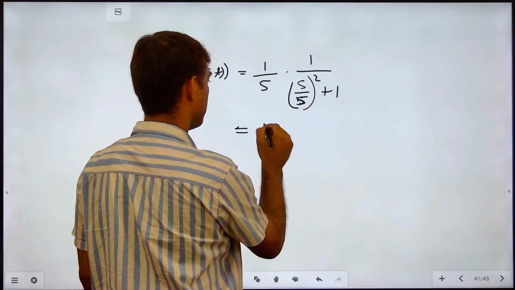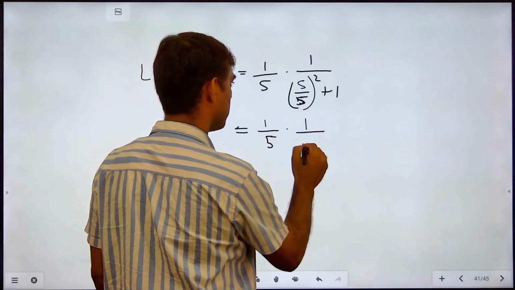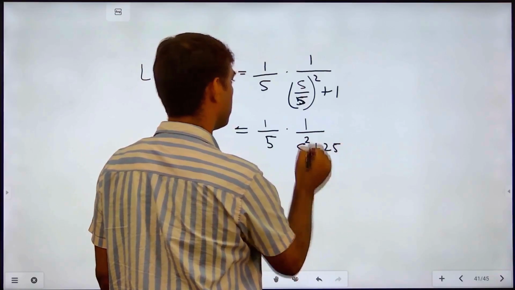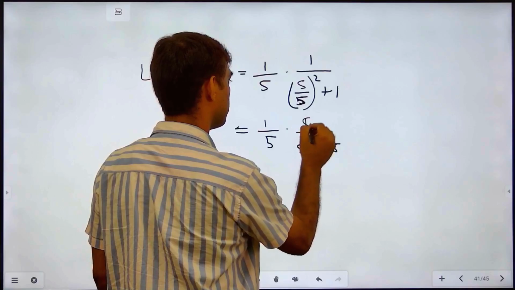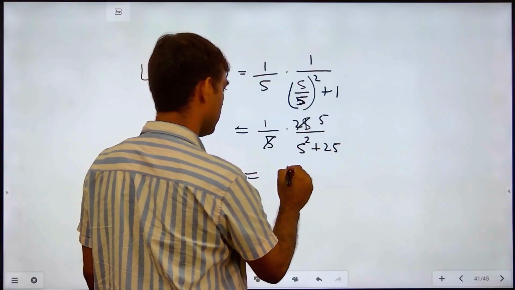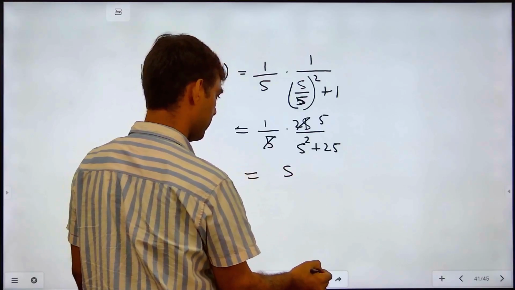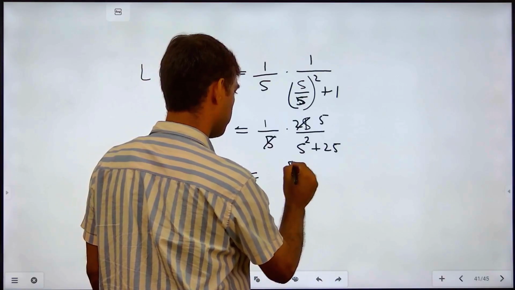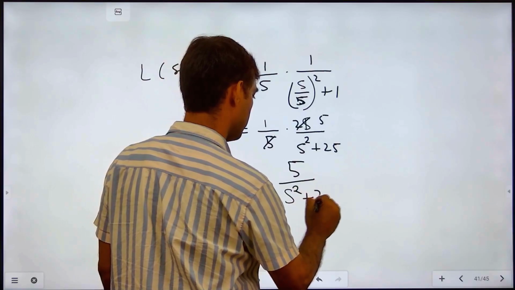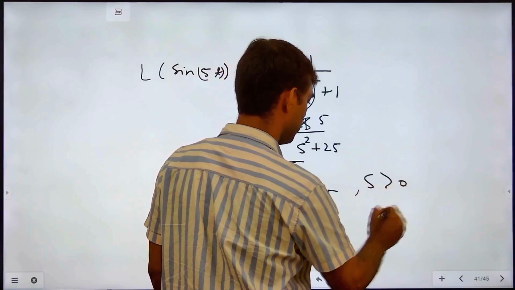This becomes 1 upon 5 into 1 upon s square plus 25, and in the numerator this becomes 25. This one cancels out, then this becomes 5 upon s square plus 25. So this is the answer, provided s is greater than 0. This one is the answer.